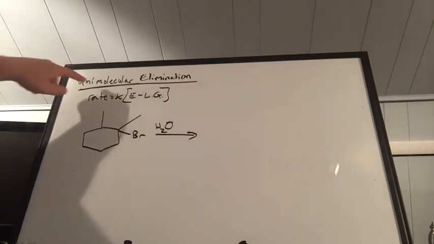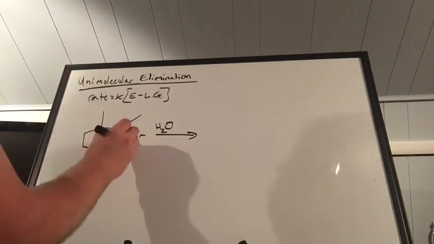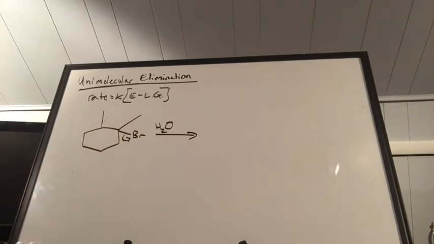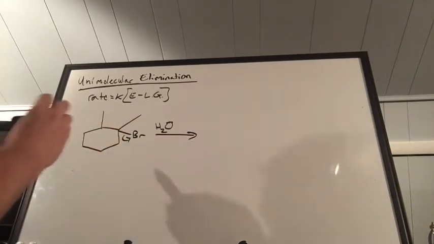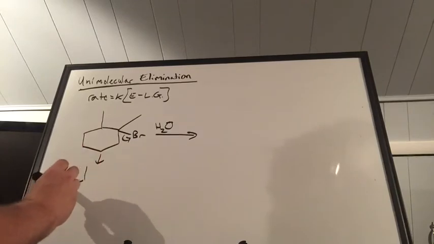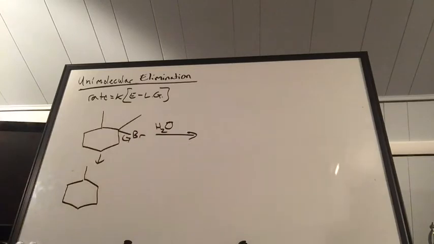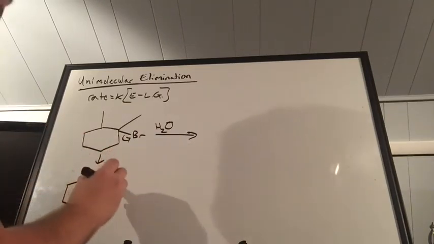All right, now we're going to go over unimolecular elimination. Once again, we're going to have to wait for heterolysis to occur, so a bromo group has to leave. So we've initiated some charge separation through a protic solvent. Hint, hint.